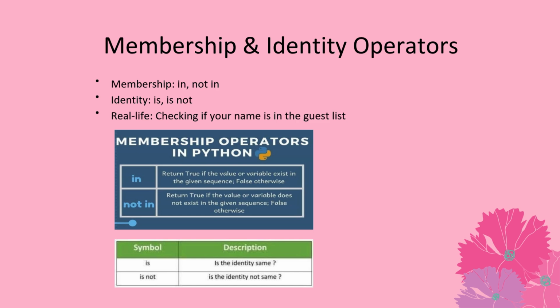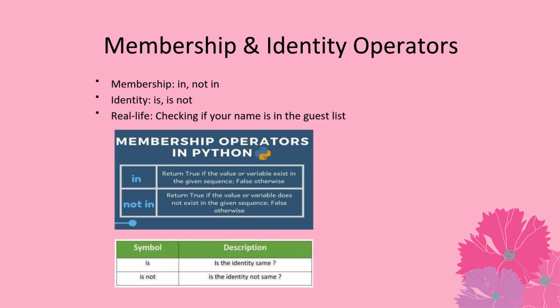Now let's move to a slightly different category. Identity operators. These are used to check whether two variables refer to the same object in memory, not just whether they have the same value, but whether they point to the exact same memory location. There are only two identity operators, is and is not. The is operator returns true if two variables point to the same object in memory.